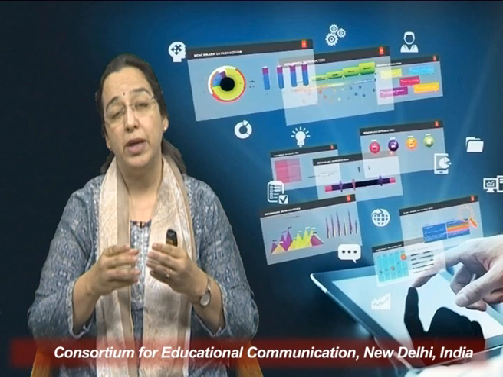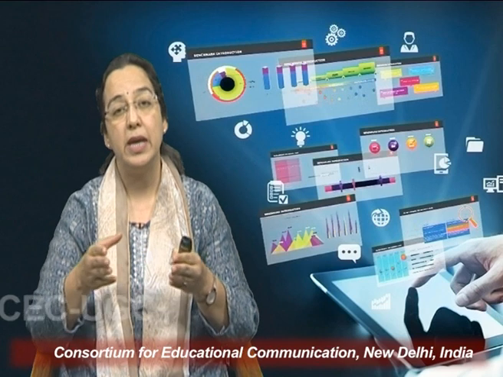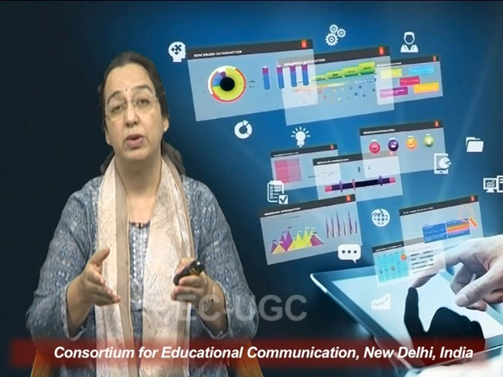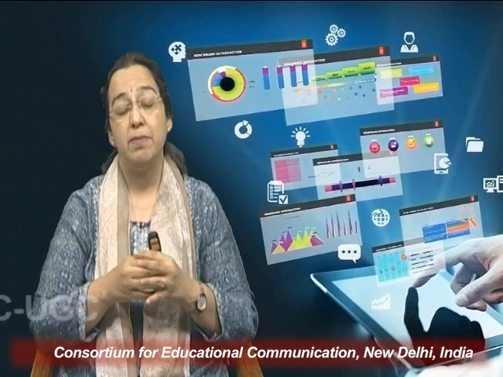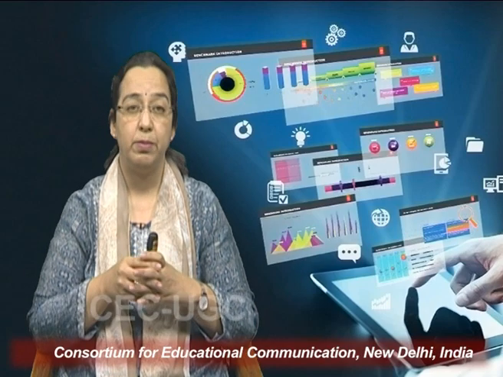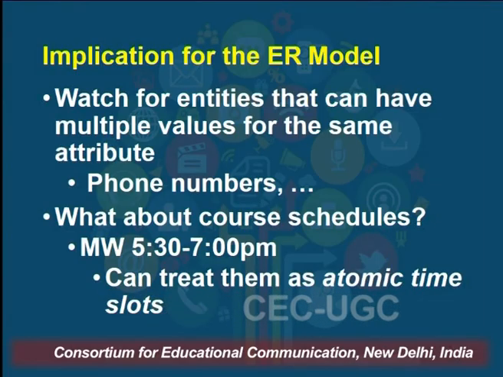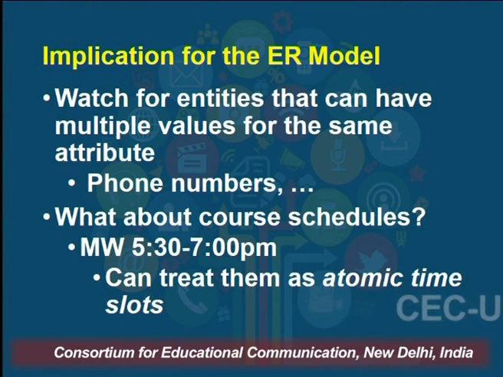Because if we are going to store multiple phone numbers in a single attribute, then in that situation it will violate first normal form, as we have seen in the previous examples. So, the first implication for the ER model is that we need to watch out for the entities that can have multiple values for the same attribute.